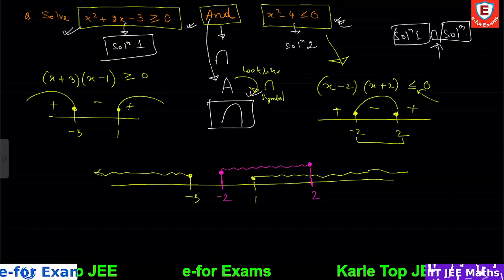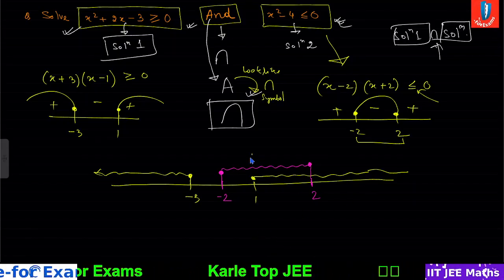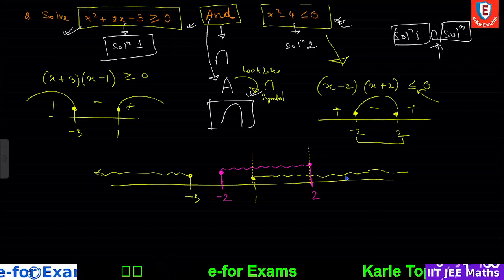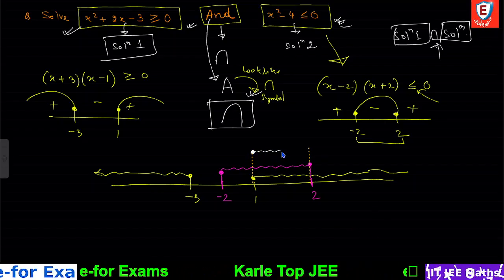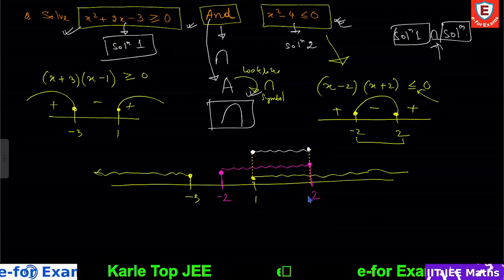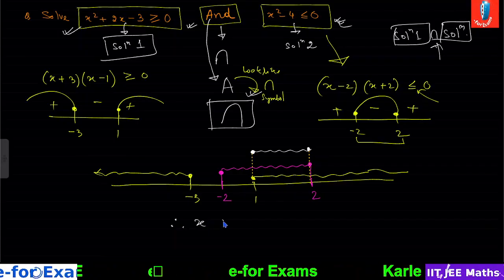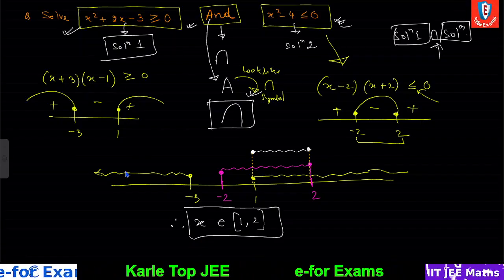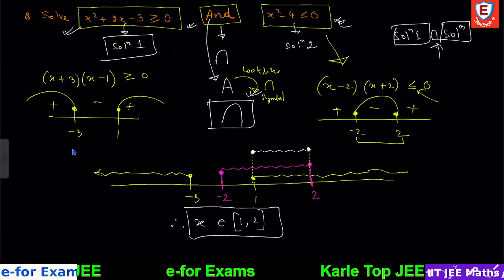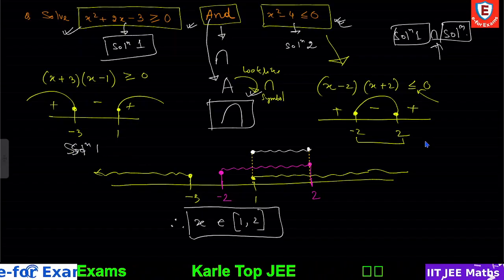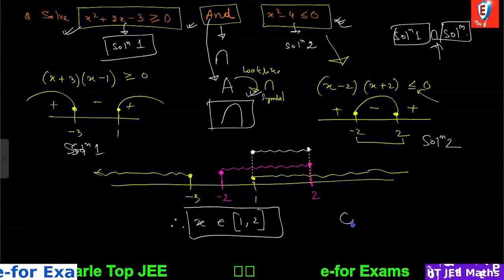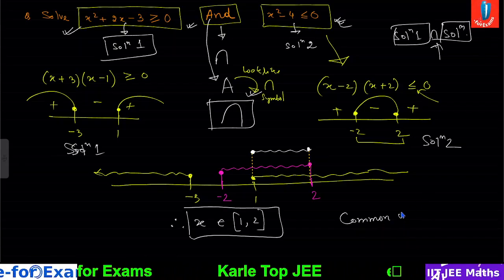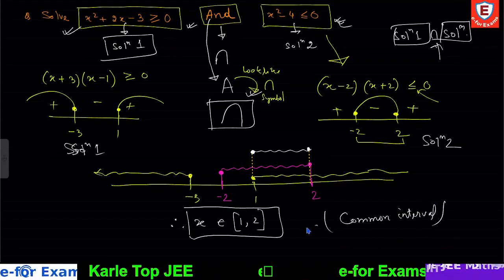We have to check the common point. Intersection means common point, right? Here I'm getting the common point. So the final solution would be this common area. This is 1 to 2. Therefore x belongs to the closed interval 1 to 2. This is the final solution. From here we get this as solution 1 and this as solution 2, and then the common interval is the final solution.